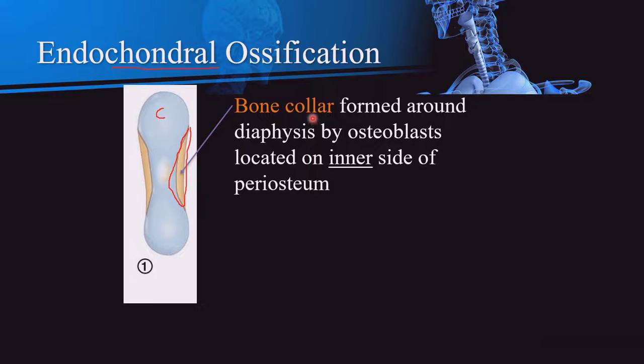Okay, you can look at the first picture. There's a bone collar that is formed around the diaphysis, and that is conducted by the periosteum. And which cells of the periosteum? The osteoblasts of the periosteum, on the inner side of the periosteum. Now you might be thinking where this periosteum has come from. I have already told you that it's the perichondrium that has been converted into a periosteum.